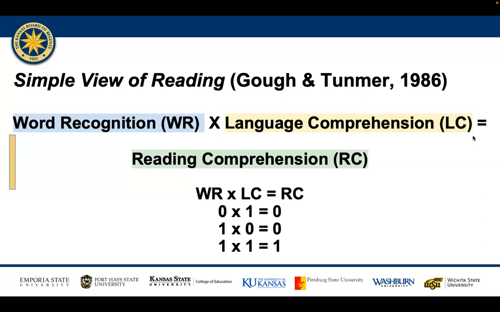We will discuss word recognition and language comprehension in more detail on the next slide as we break down the underlying concepts, skills, and tasks associated with each one. The main takeaway from this model is that both domains, word recognition and language comprehension, are necessary to comprehend when reading text. In this session devoted to phonics, we will specifically focus on the word recognition component. The next slide further elaborates on each domain and the focus on word recognition.